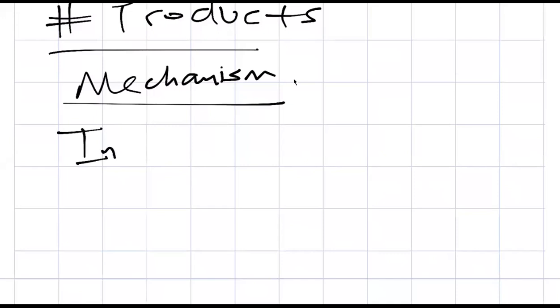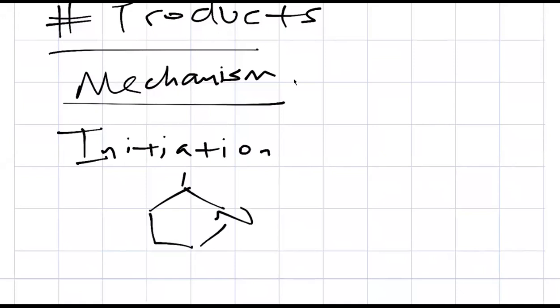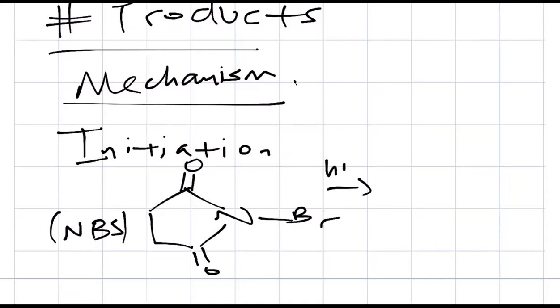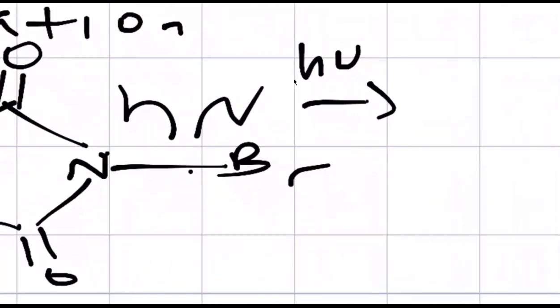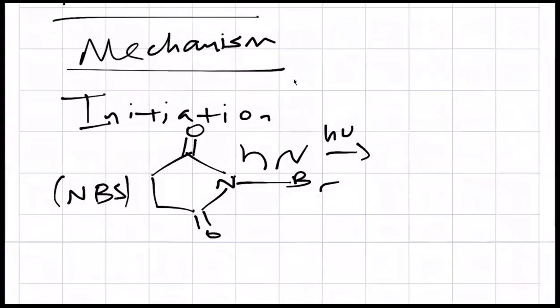You're going to have an initiation step. And that's the step where NBS is going to give you your reactive radical, which in this case is bromine. So we're going to shine light on that, and we're going to break this bond. What type of bond cleavage is that? Anybody remember? There's only 2 types that we talked about. You've got to have working knowledge of part 1. Is it homolytic or heterolytic?